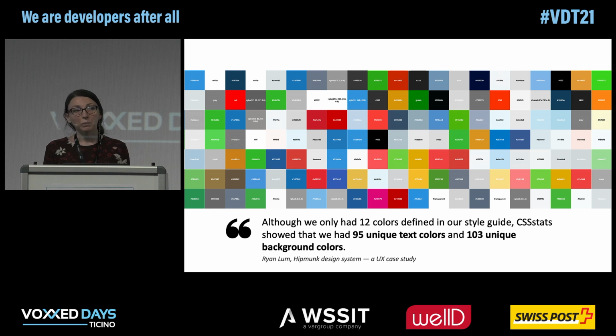Colors are also a problem that can manifest the split effect in a system. In this study, which was the first step of a huge redesign from a designer, Ryan Lamb, courtesy of him, we have this example where he checked that there were 95 unique text colors. And imagine, 103 unique background colors in a single website. So we are talking about this.